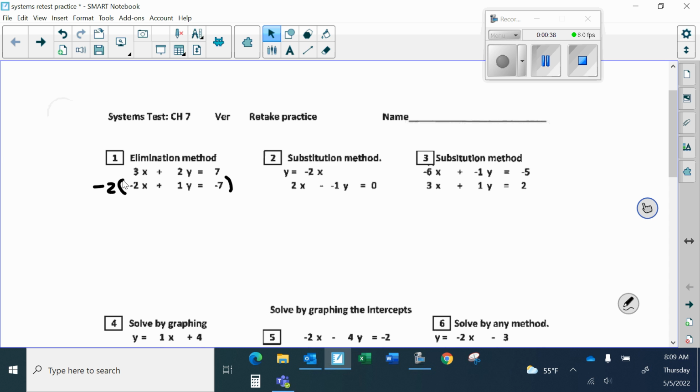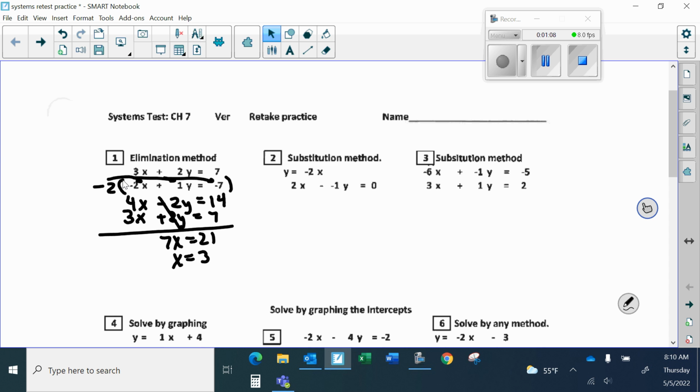Okay. And then I get 4x minus 2y equals 14. Make sure you distribute through all three terms. If you draw arrows, draw arrows. Okay. If you want to write this top one down again, and we add straight down, it wipes out the y's. I get 7x equals 21. Divide by 7 on both sides, and x equals 3.